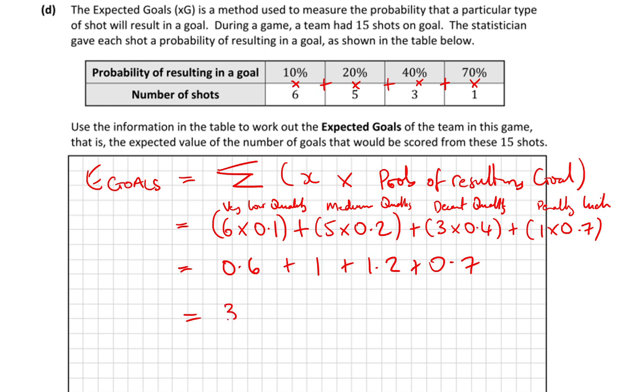So from those 15 shots, how many goals do we expect to get? 3.5 goals. Now you might be saying you can't get half a goal in a match. That's not the point of this, lads. This is statistics. This is saying that if you took 30 shots, you should be able to get 7 goals. Double up the 3.5, double up the 15 shots. This is statistics giving you an average of what should happen, not an exact science. We all know that you can only get 1 goal, 2 goals, 3 goals, 4 goals.